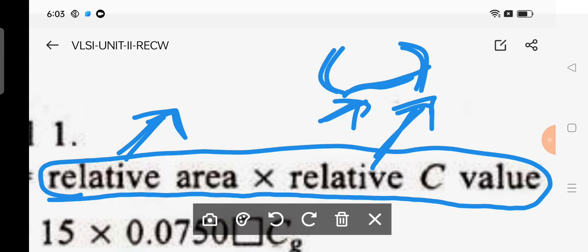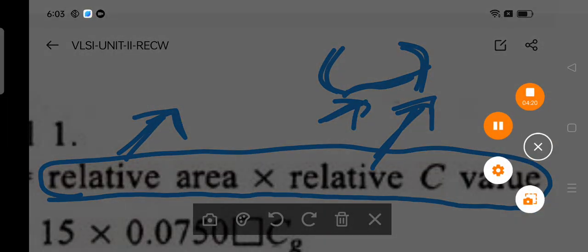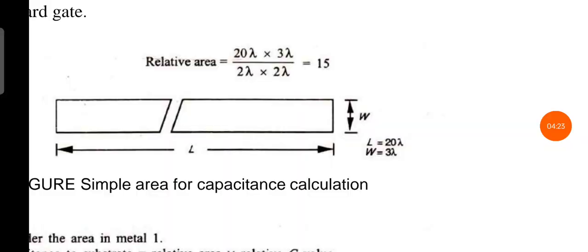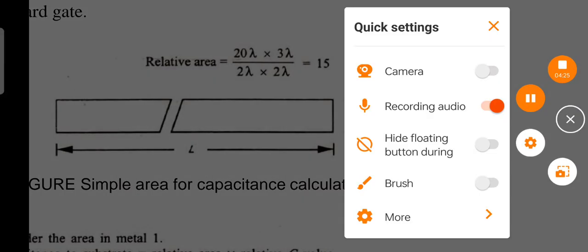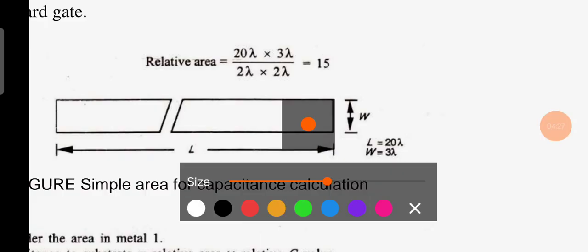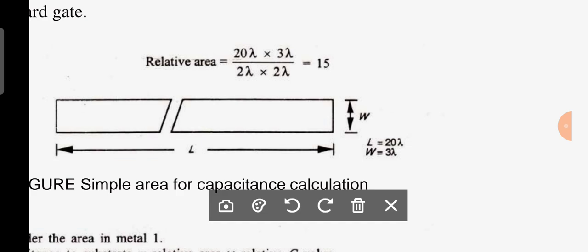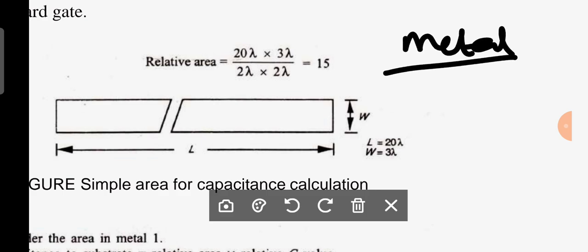Okay, relative area into relative C value. Is it clear? Now let us consider in the figure, you can observe that I have considered one area. Let it be either metal, let it be either polysilicon, let it be either diffusion. First of all, let us consider it is a metal. Now what is the length given here for this area? Absolutely, 20 lambda is given.